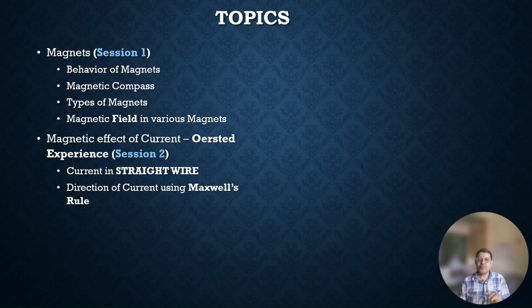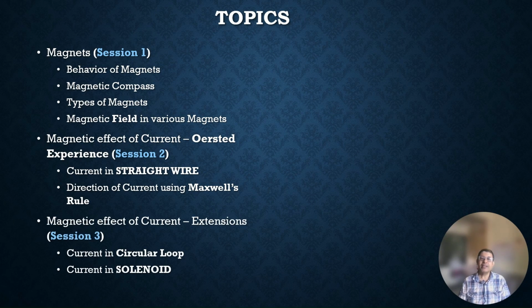And then the next session, which is going to be a separate video, we are going to see how current, when it passes through a straight wire, produces magnetic effects around the wire. This is also called the Oersted experiment. We will see 2 experiments, and then we will see the rule, how we can identify the direction of the magnetic field based on the direction of the current. That is Maxwell's rule.